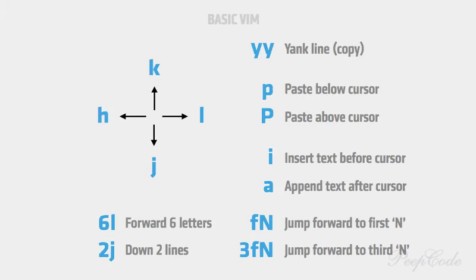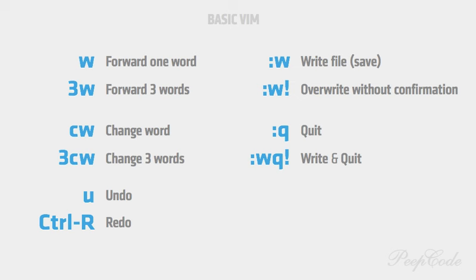What have we seen so far? Basic motion. Using a count with a motion command. Copying or yanking a line. Pasting below or above the cursor position. Inserting text before the cursor position and appending after. Jumping forward to a given character on the current line. Jumping forward 1 or more words. Changing 1 or more words. Undo and redo. Writing a file. Quitting.